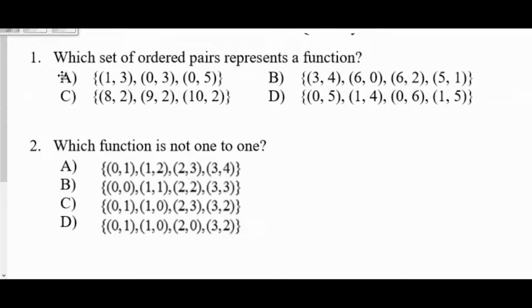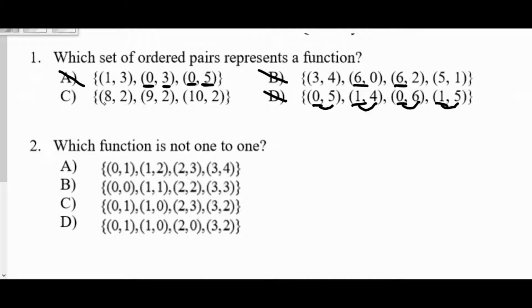So let's look at number 1. In choice A, I have an x value of 0 getting mapped to a y value of 3, and an x value of 0 getting mapped to a y value of 5. Since my unique x is getting mapped to two different things, that can't be a function. Same thing on choice B. 6 is getting mapped to both 0 and 2, so that's not a function. And same thing in D. 0 is getting mapped to both 5 and 6, and 1 is getting mapped to both 4 and 5.